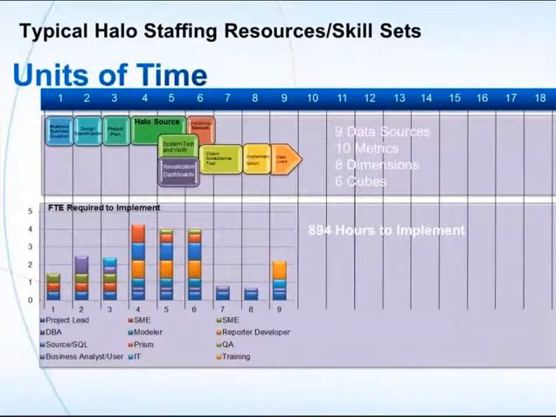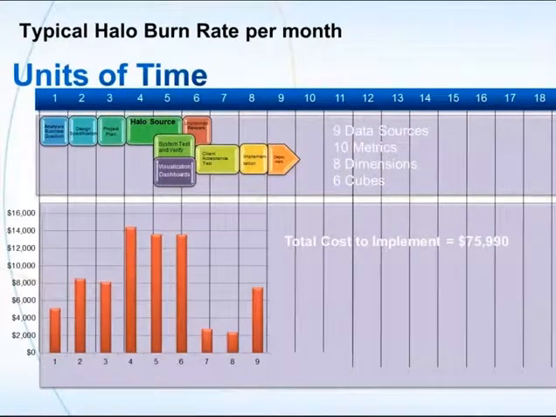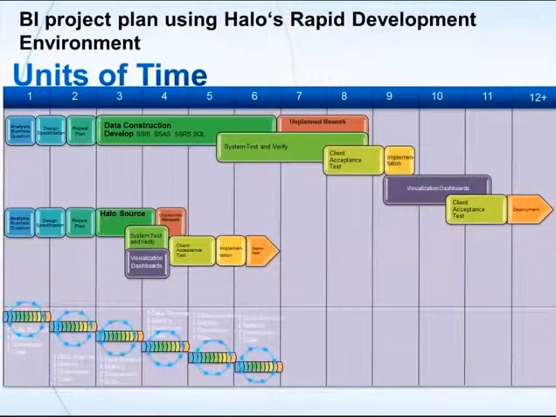If you can reduce the number of resources and reduce the amount of time, it's obvious that it's going to be much cheaper. In this particular case, if we got the project out in half the time with fewer people, it would only take us 894 hours. Well, then our total cost to implement would be about $76,000.